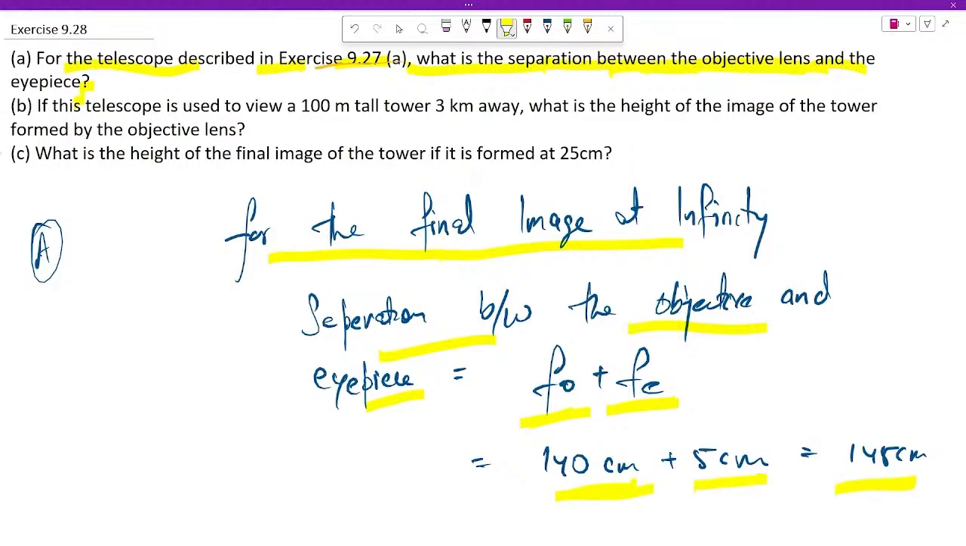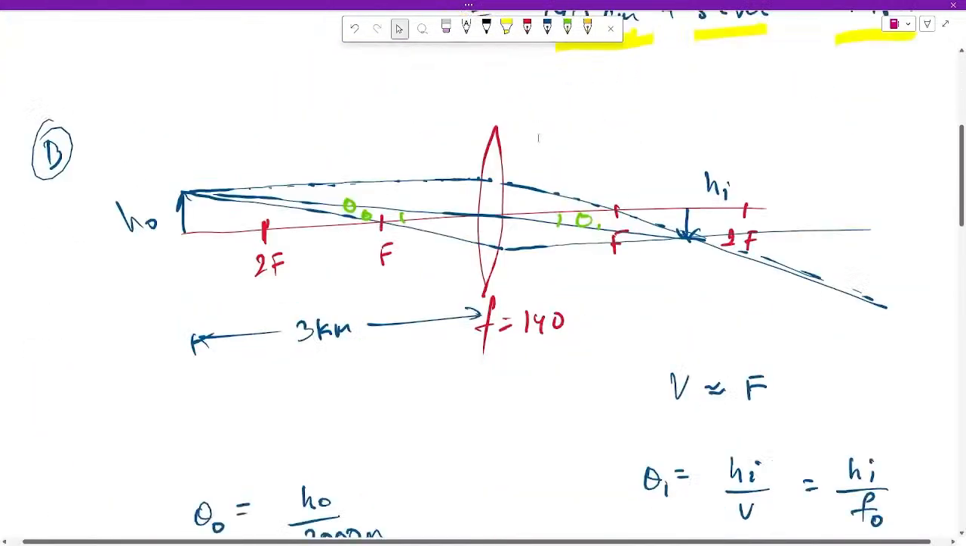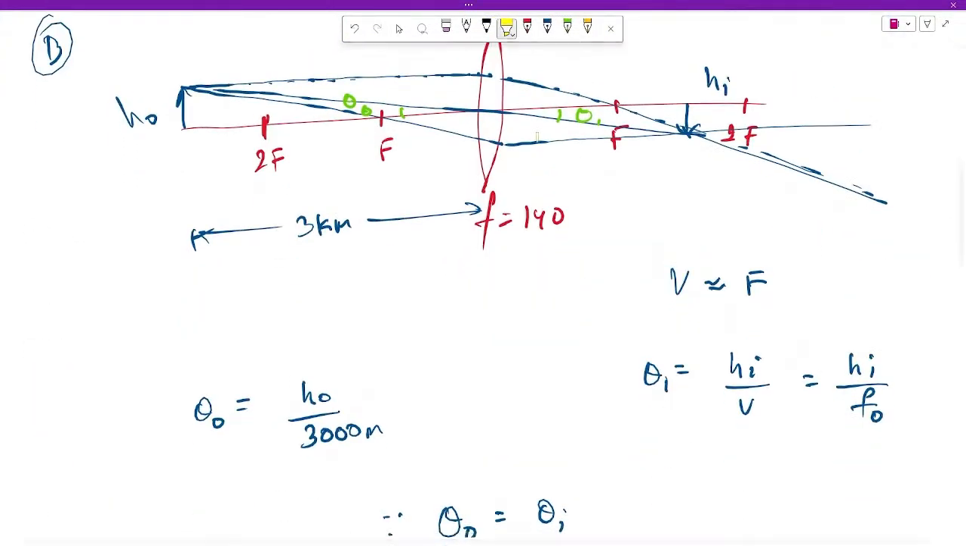Now the B part of this question is, if the telescope is used to view a 100-meter tall tower 3 kilometer away, what is the height of the image of the tower formed by the objective lens? So let us move to this question. Now we assume that this is the convex lens, or the objective, with a focal length of 140 centimeter. Now here lies the image.